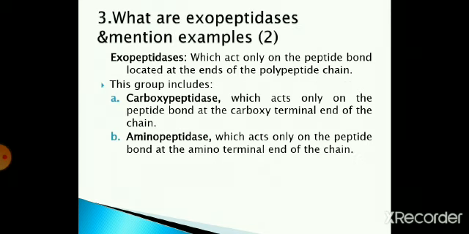Third question is, what are exopeptidases, and mention examples. We have already discussed exopeptidases. They act only on the peptide bond located at the ends of the polypeptide chain. It includes carboxypeptidases, which act on the peptide bond at the carboxy terminal, and aminopeptidases, which act on the peptide bond at the amino terminal end.